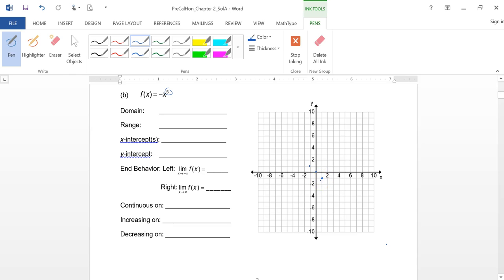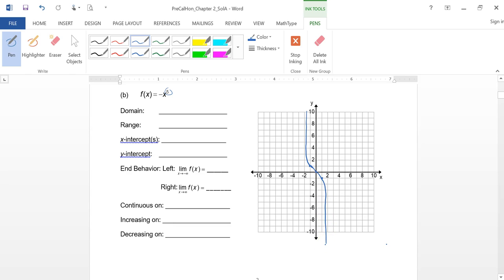Now, what about at 2? 2 to the 5th is 32, right? So at x equals 2, it's negative 32. At x equals negative 2, it's positive 32. So it's a very narrow graph. It increases very, very rapidly.